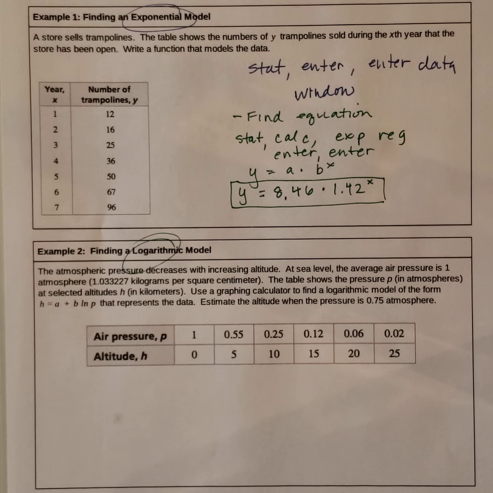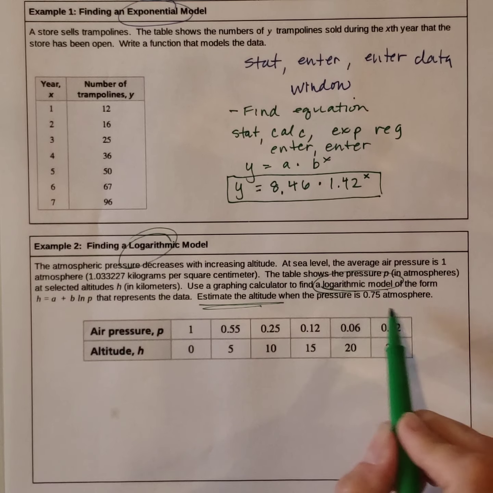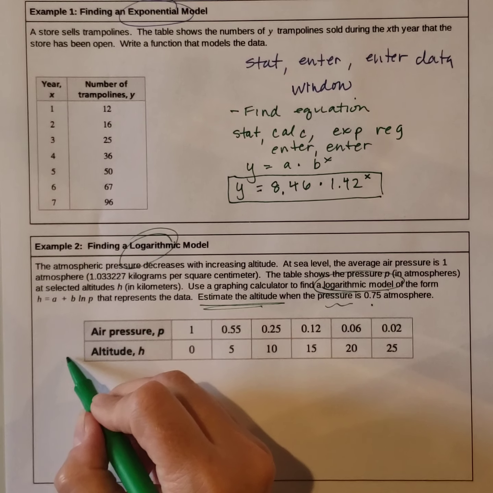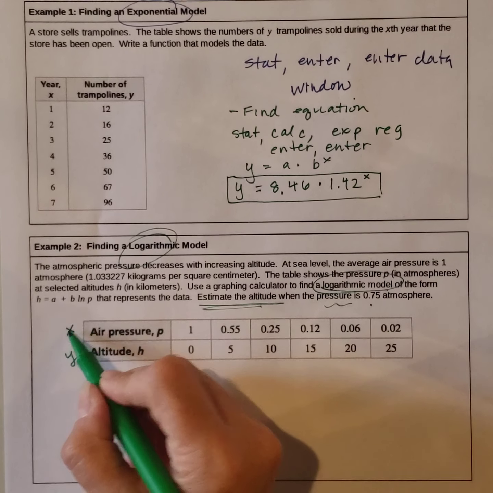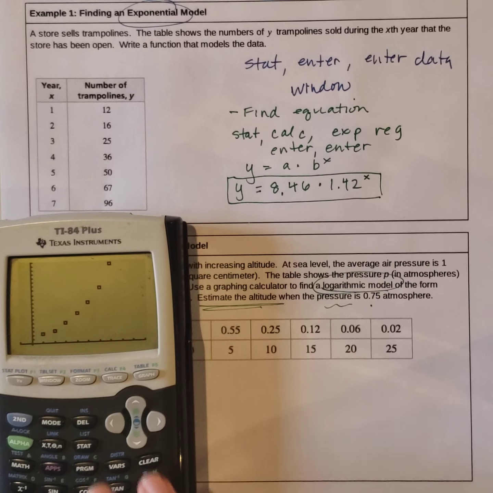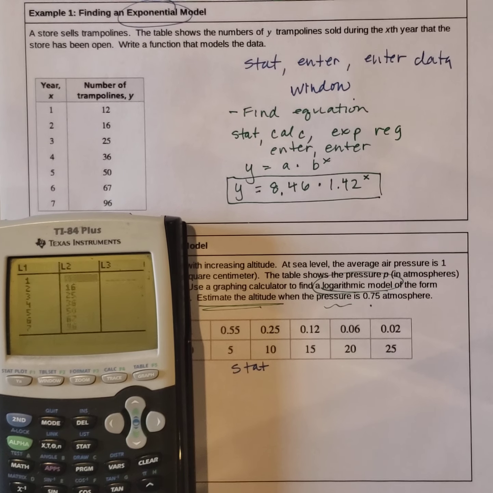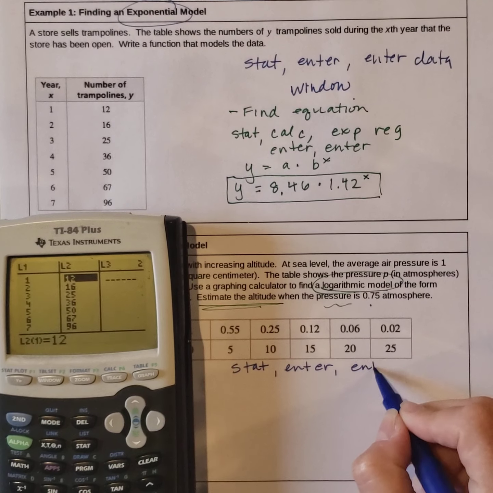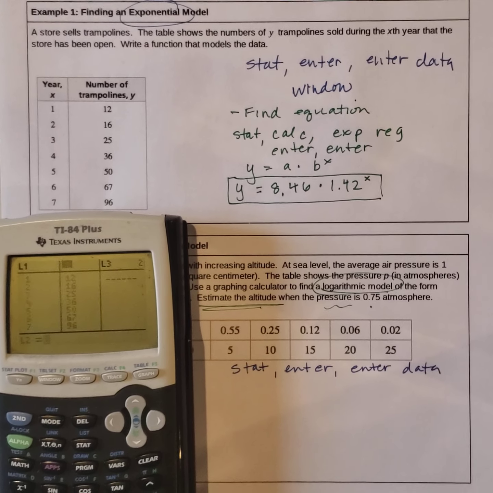So we need to do two things. We need to find a logarithmic model, and then we need to estimate the altitude when P is at 0.75. So H equals A plus B times the natural log of P, so H is Y. And P is our X. So now we need to hit stat and enter the new data. So clear.